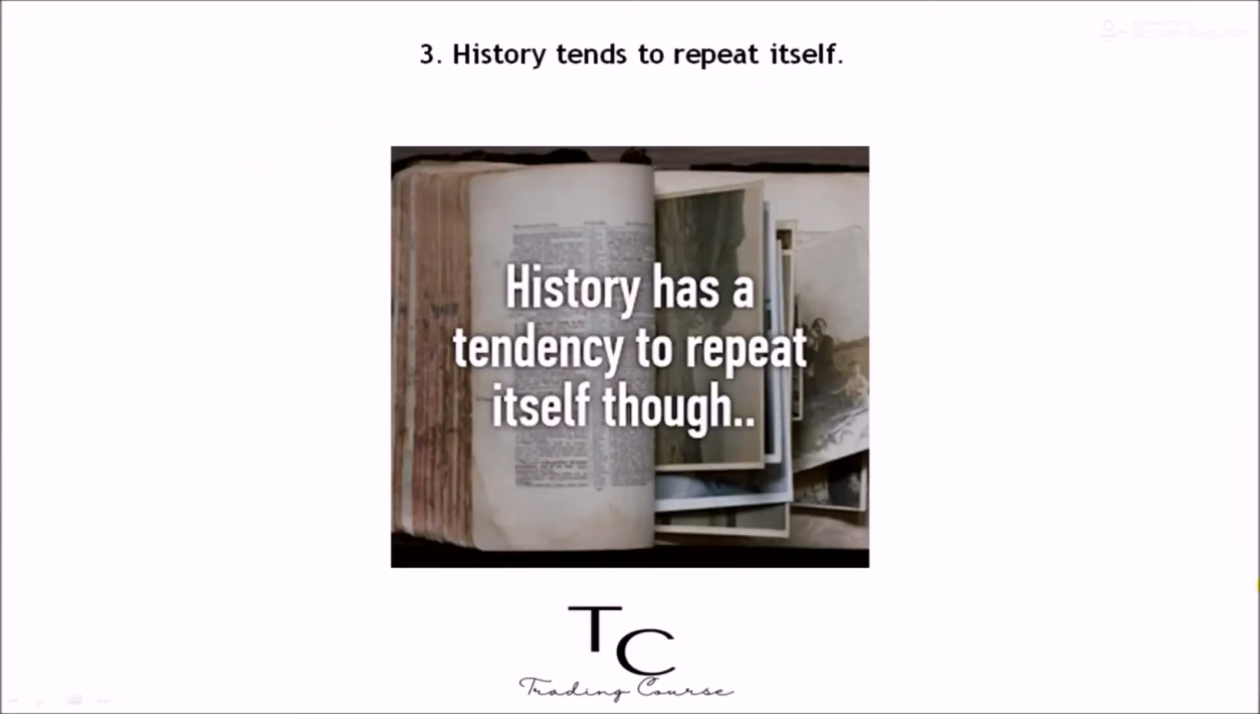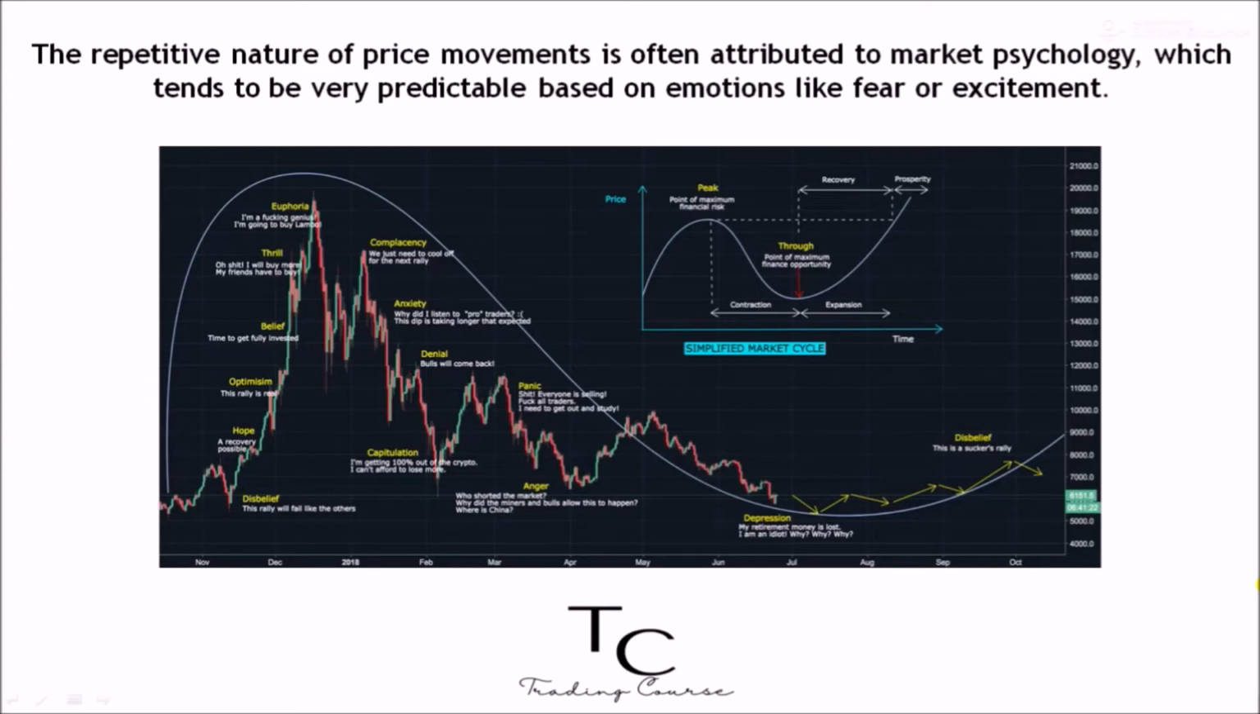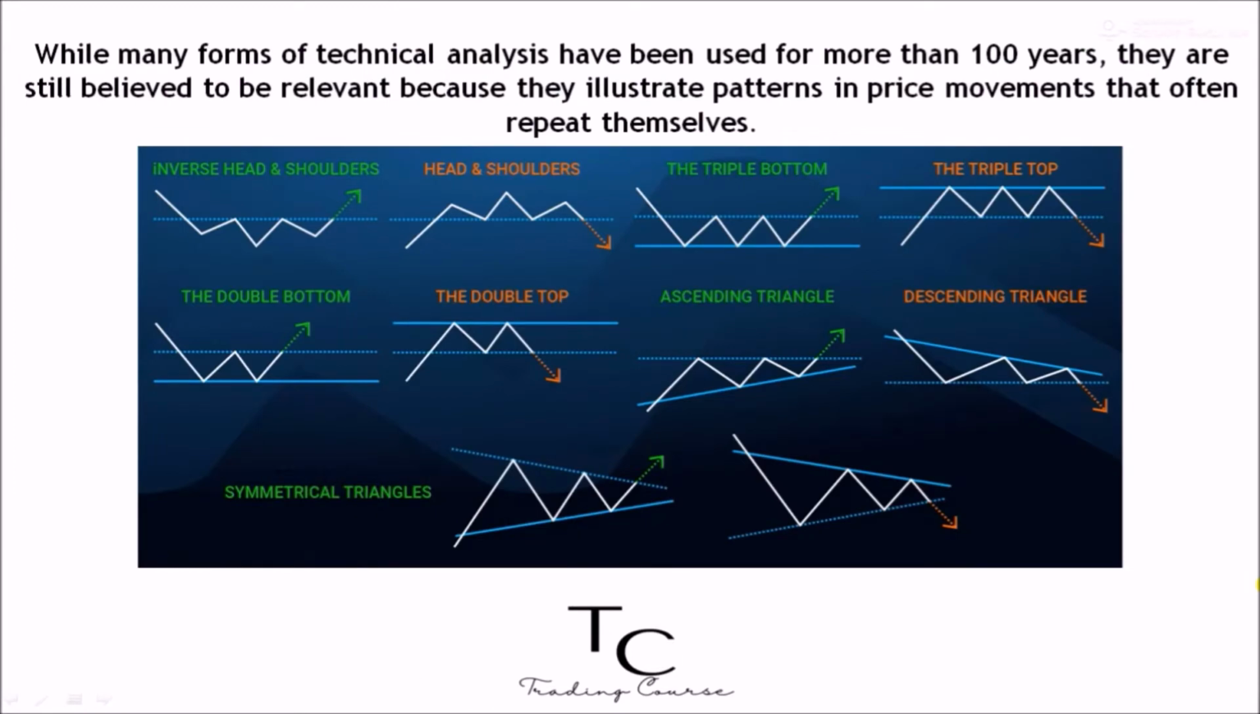3. History tends to repeat itself. Technical analysts believe that history tends to repeat itself. The repetitive nature of price movements is often attributed to market psychology, which tends to be very predictable based on emotions like fear or excitement. Technical analysis uses chart patterns to analyze these emotions and subsequent market movements to understand trends. While many forms of technical analysis have been used for more than 100 years, they are still believed to be relevant because they illustrate patterns in price movements that often repeat themselves.